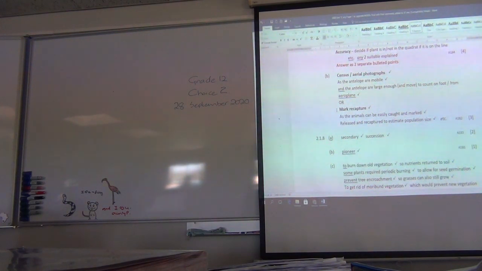Okay, and that's not what makes it a suitable method. Then you're looking at the method and how you're going to get an answer from it. So the cheaper option is not an issue.